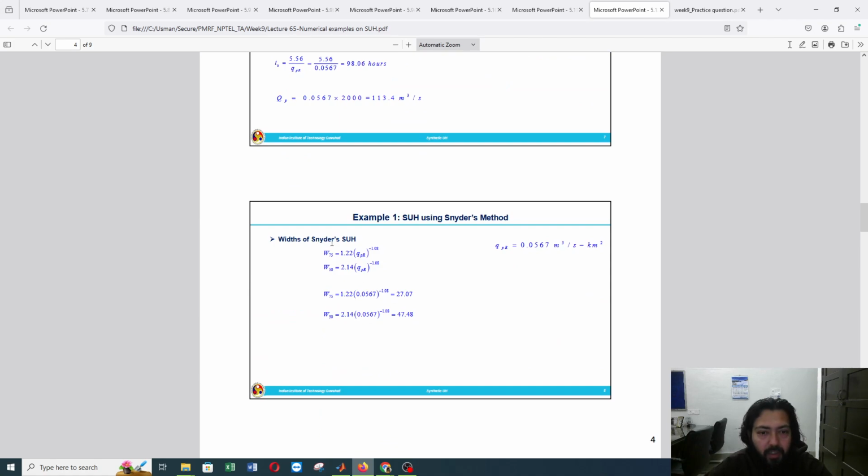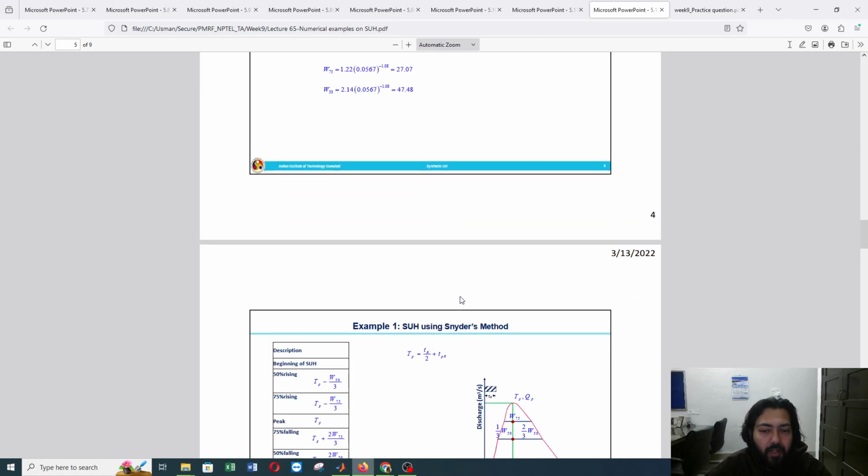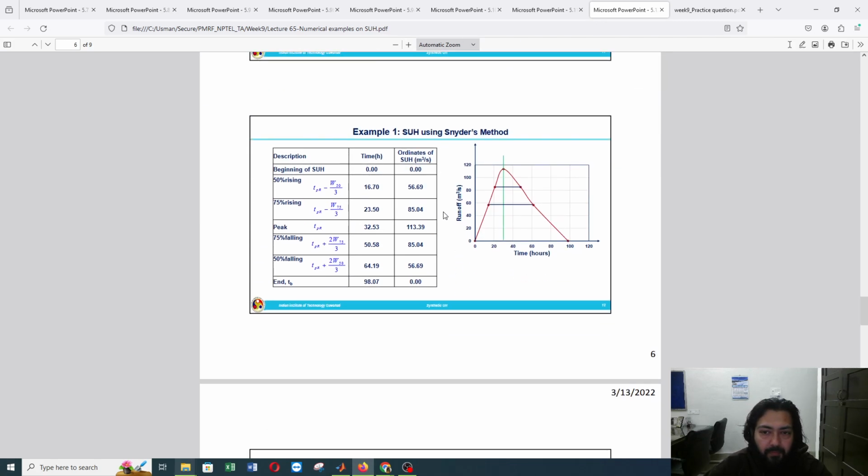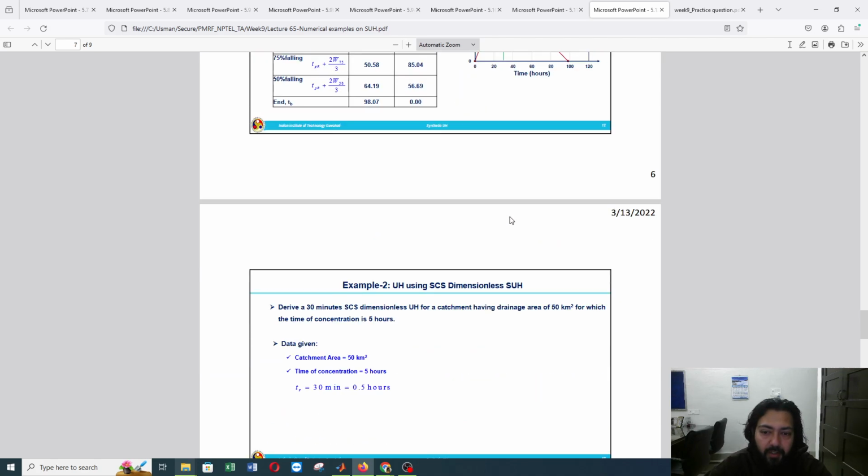Then we can calculate the width of the Snyder synthetic unit hydrograph also. We know the value of QPR and TPR. We can substitute that in this equation of W75 and W50 and we can calculate the width of the Snyder synthetic unit hydrograph and we can plot the same. Here we have plotted it. So this is width of 75R, this is width of 50R and we have plotted it here.